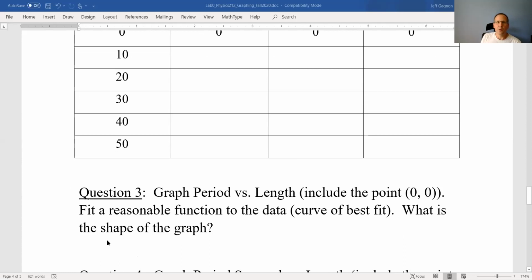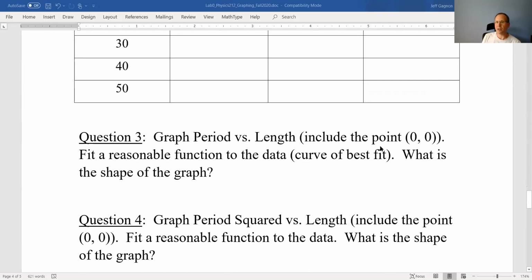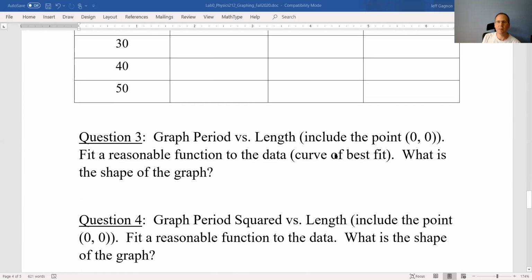Okay, question 3. Another graph. We want to graph period versus length. That means the length is the x variable. So you might want to just make a little x here to remind yourself that's x. And the period will be the y. Okay, so period is y. So period versus length. Length is x, period is y. Make sure you include the 0.00. It's in the table here, and it's an important point, so we'll include it.